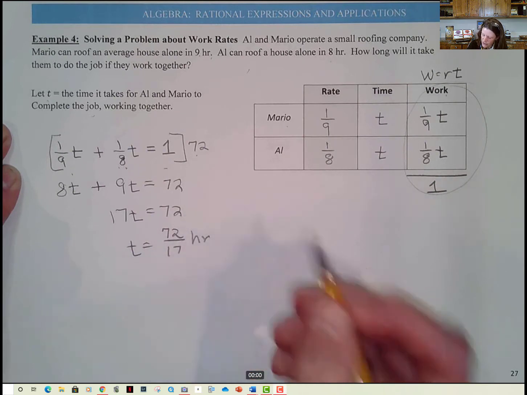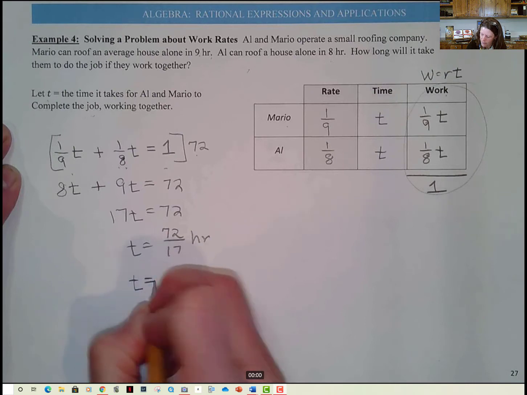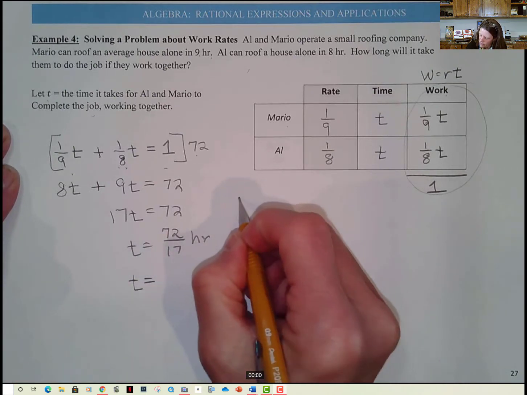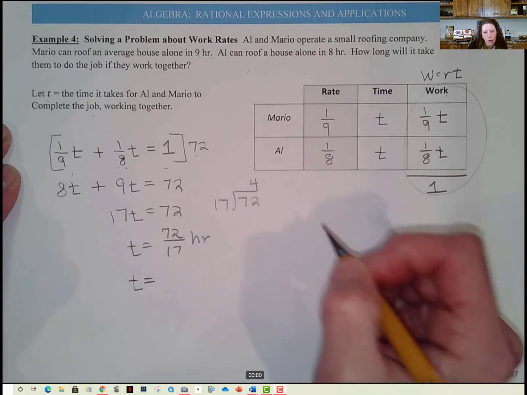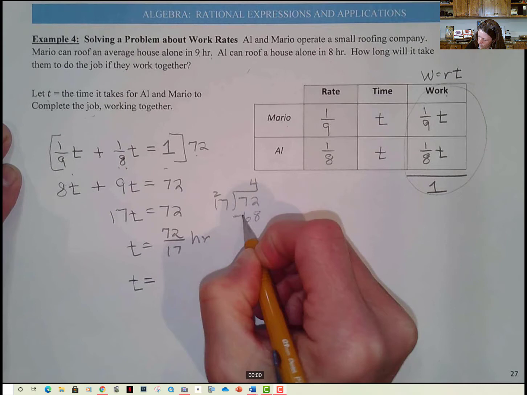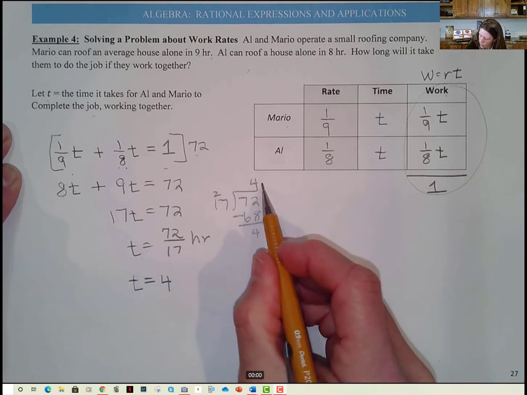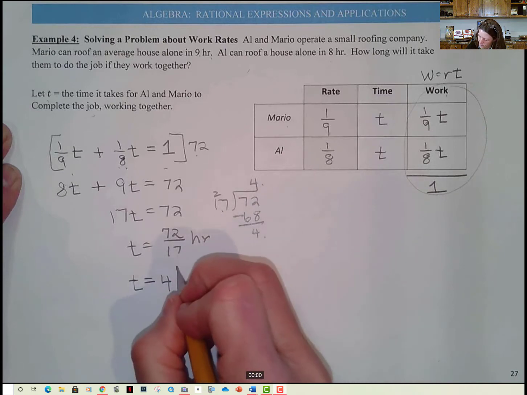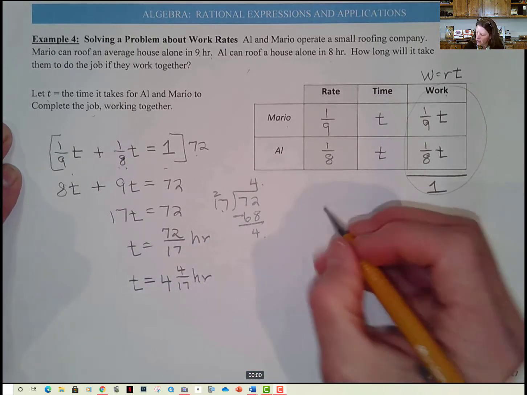72/17. That's an okay answer. It is reduced, but if you want to write it as a mixed number, divide 72 by 17. That's going to go in there 4 times, with 4 remaining, so you can write that 4 and 4/17 hours. Quick check.